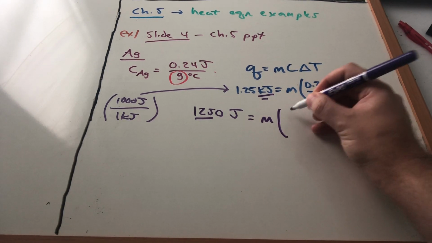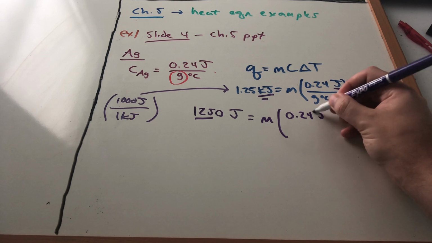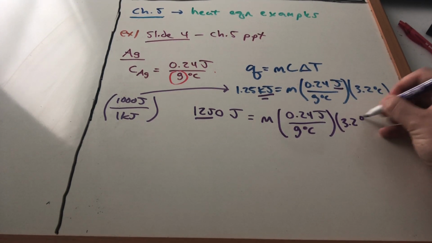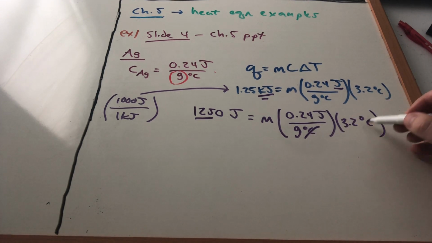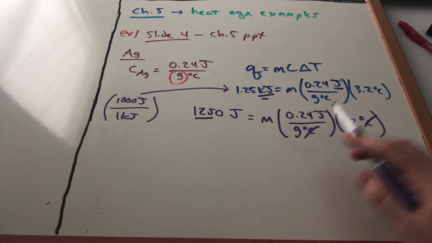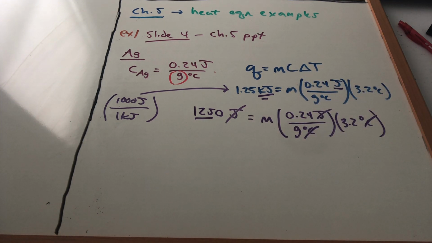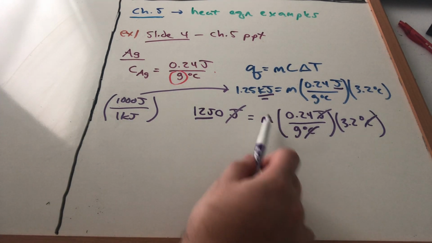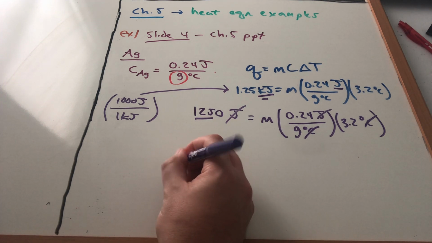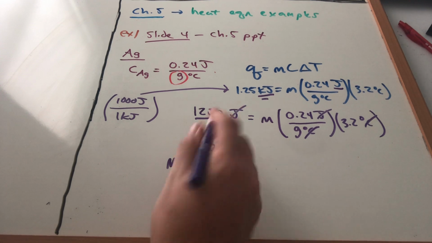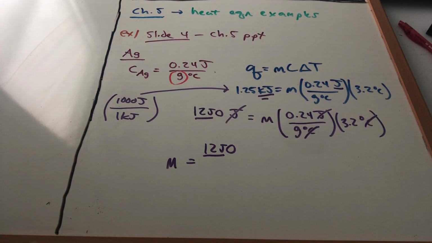I still have my mass here. I have 0.24 joules per gram degrees Celsius, and I have 3.2 degrees Celsius. My degrees Celsius will cancel. I have a joules here and a joules here. Those will actually cancel as well. Okay, and if you follow through with the mathematics, I have a per gram here, but what's going to happen? Let's solve for M. So M looks like our 1250, and its joules are gone because they cancel with these.